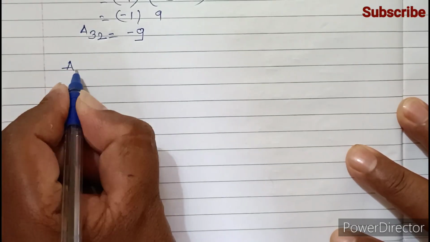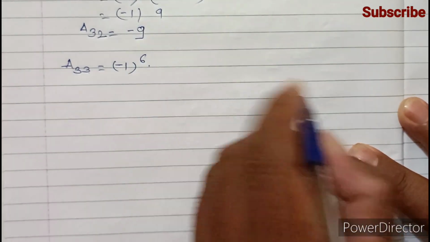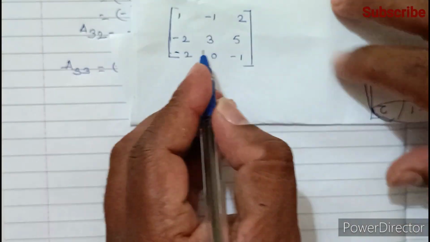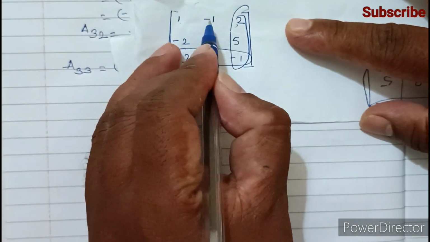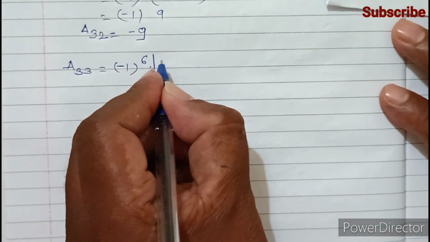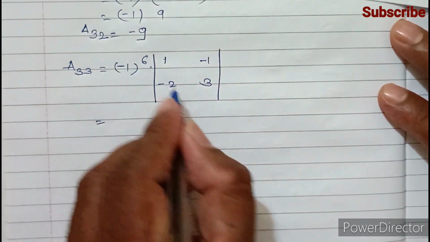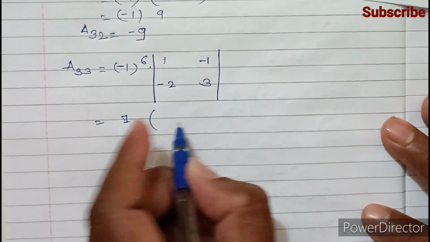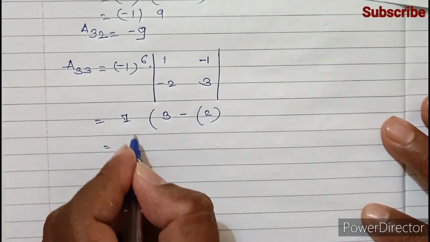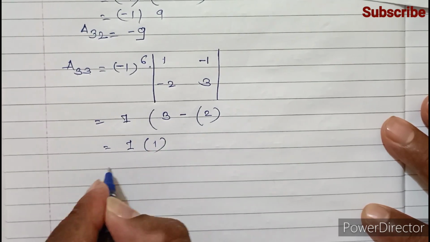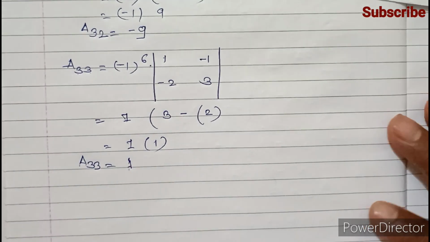Now finding the value of A33, that will be equal to (-1)^(3+3), that is 6, into minor of 33. Now the third row and third column should be eliminated. The remaining elements are 1, -1, -2, 3. Write down here 1, -1, -2, 3. Now (-1)^6 will be plus of 1, in bracket 1 into 3, that is 3, minus -1 into -2, that is plus of 2. Now that will be equal to 1, 3 minus 2, that is 1. 1 into 1, 1. Now the value of A33 is equal to 1.